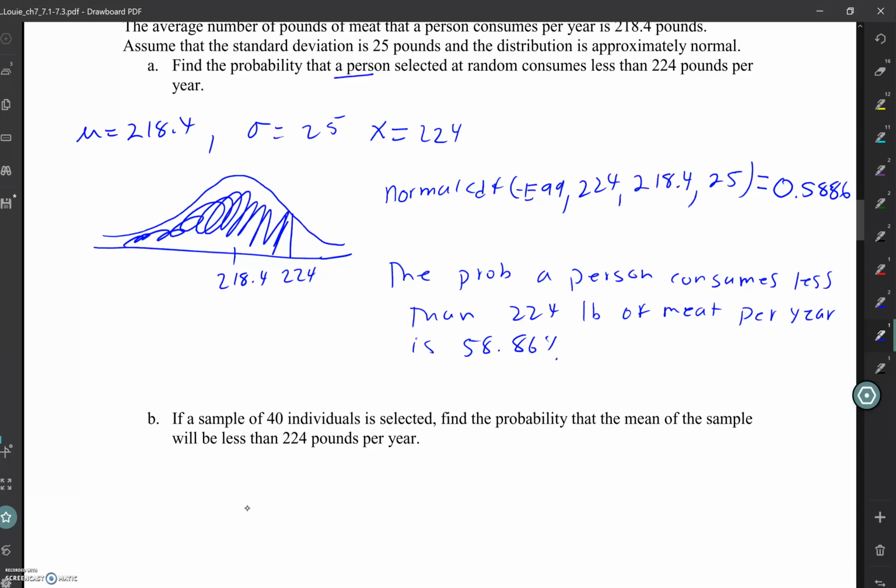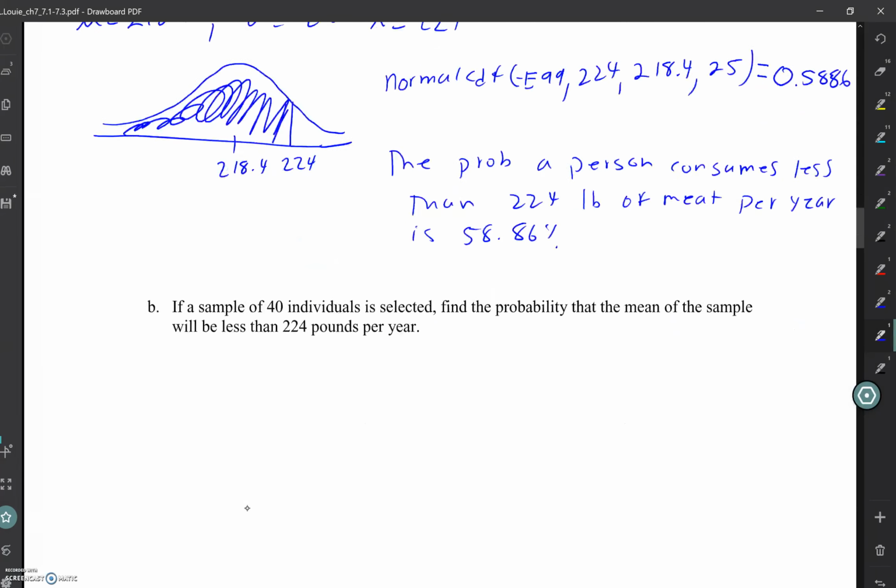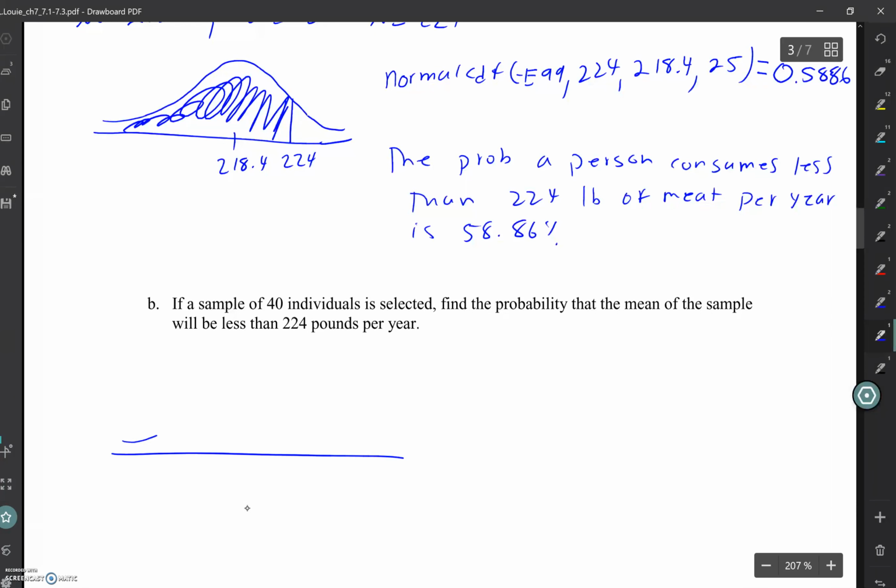All right, let's check out B. So if a sample of 40 individuals is selected, find the probability that the mean of the sample will be less than 224. That's almost the exact same thing. And actually my picture is going to look exactly the same. So I've got my original mean of 218.4. I want to be less than 224.